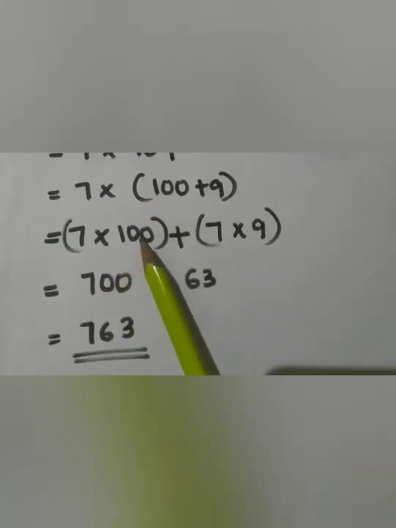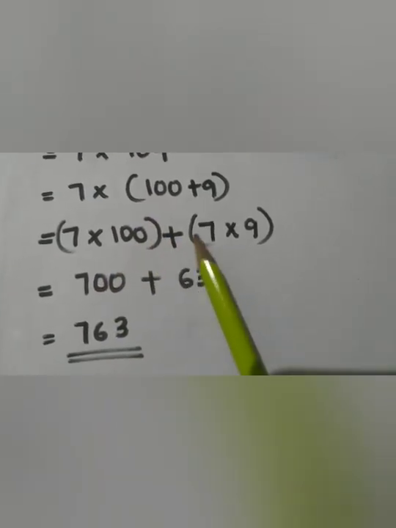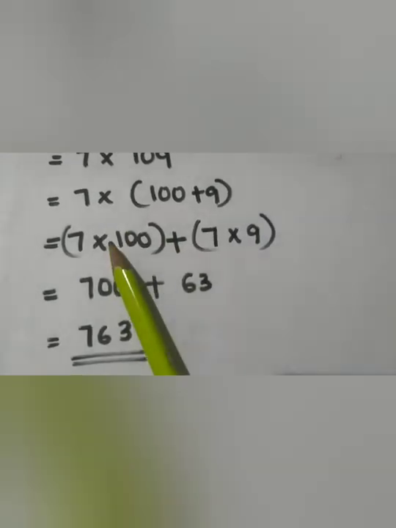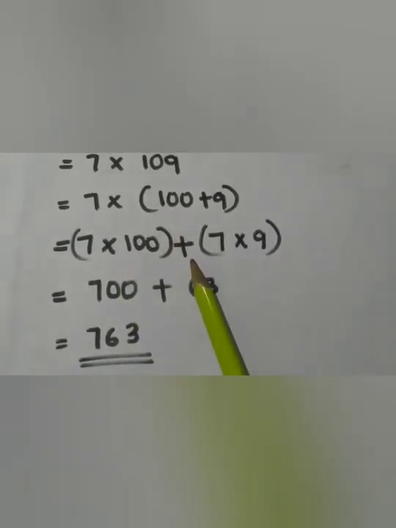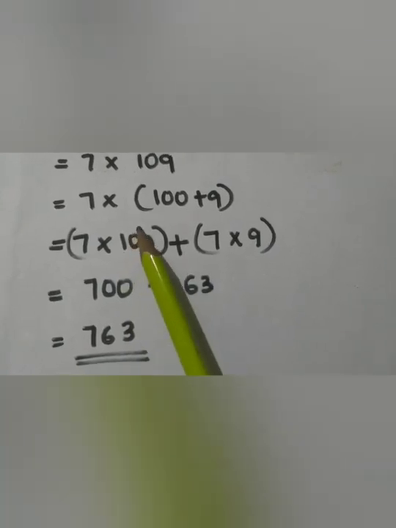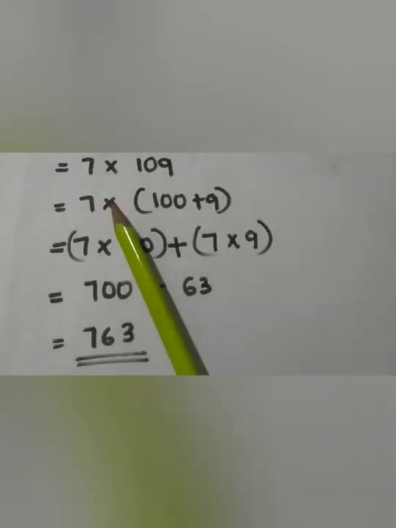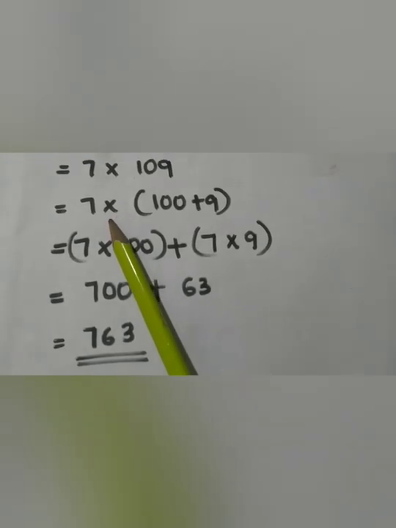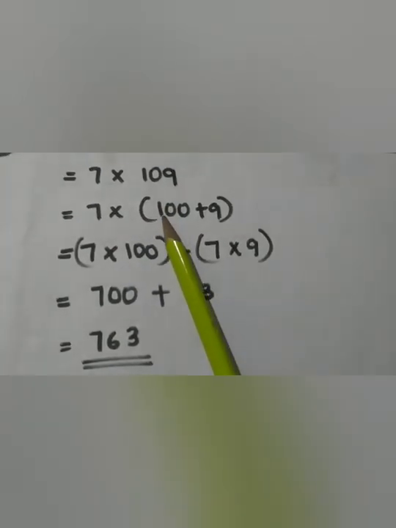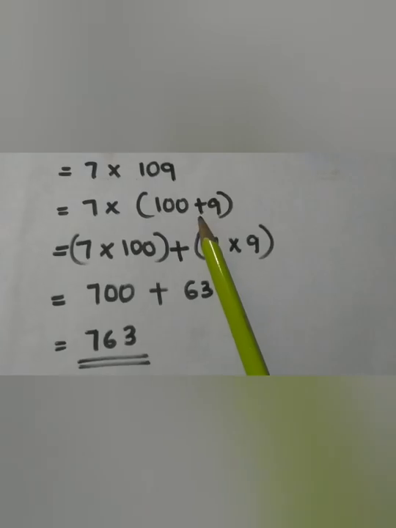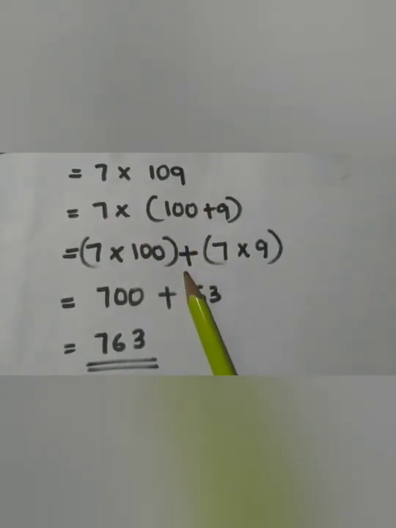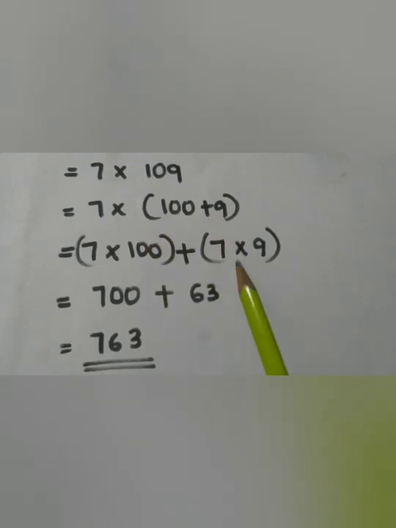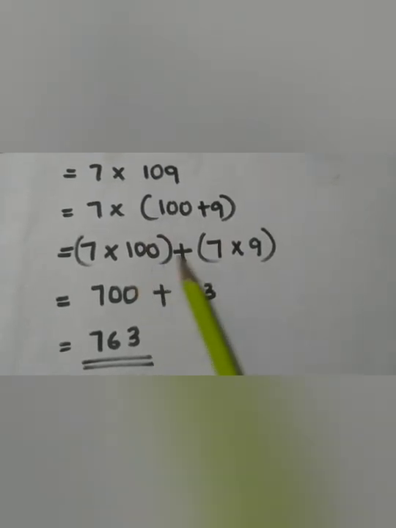So how did we expand this? 7 into 100 plus 7 into 9. Don't change the operation, the into here and the plus here, otherwise our entire answer will be wrong. You are giving this 7 along with this multiplication to 100, and you are separating that by addition. So 7 into 100 plus 7 into 9. Now you got two brackets.